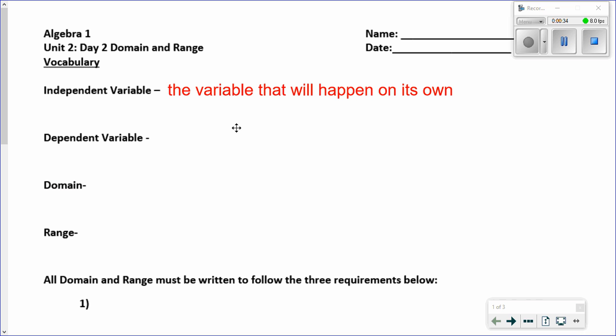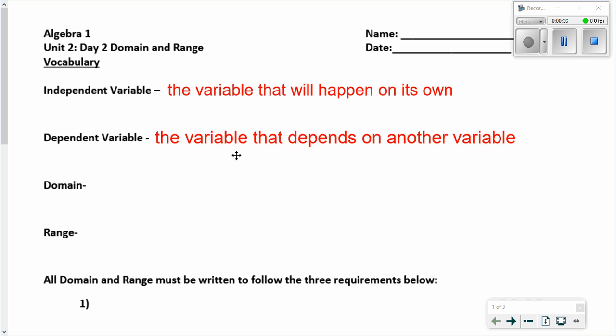Dependent variable is the one that depends on another variable. So I can't really determine someone's weight unless I know like their age and stuff like that, or their height and stuff. So that is a dependent variable.